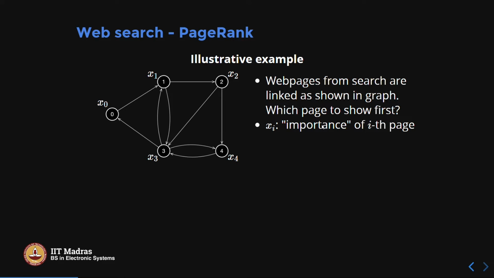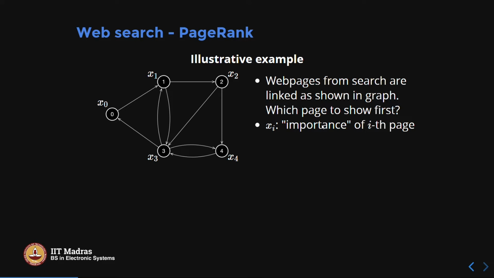So you search the web. Supposing you search for IIT Madras on Google, a whole bunch of pages will show up. A lot of pages are about IIT Madras. Which page do you show first?